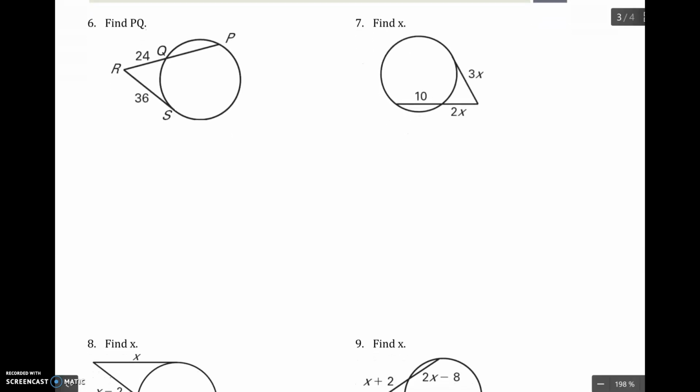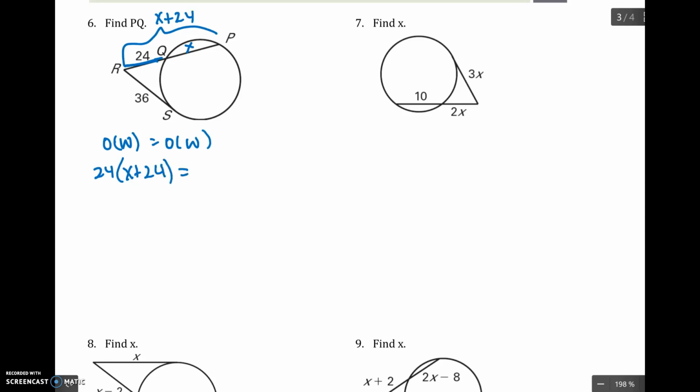We're looking for PQ, so I'm going to call that x. And then again, it's outside times whole equals outside times whole. So the outside portion here is the 24, and the whole thing is the x plus the 24.